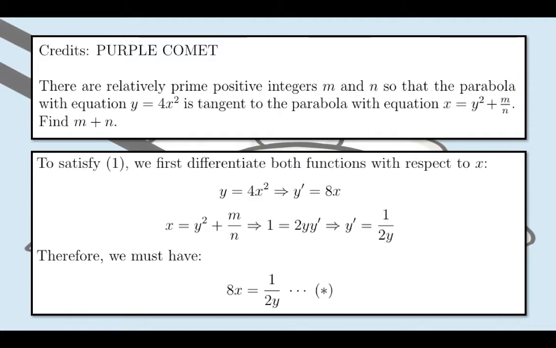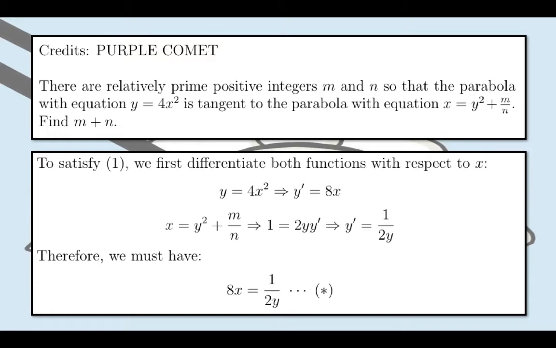Now to satisfy the first one, where the two first derivatives are the same, we first differentiate both functions with respect to x. Now for y equals 4x squared, that's just simple, it's just the power rule. We can get that y prime equals 8x.